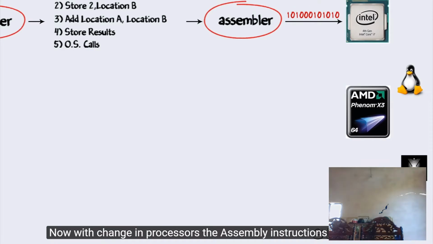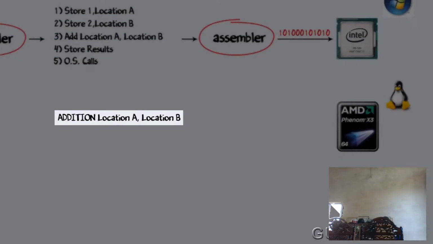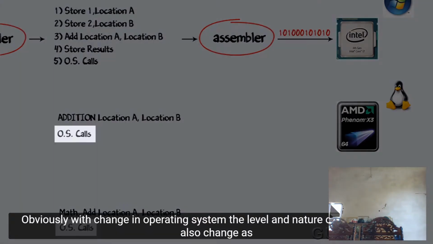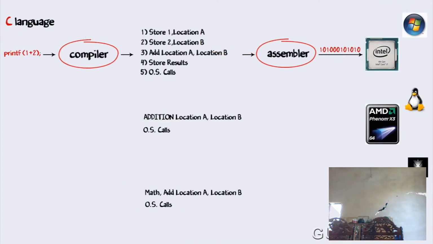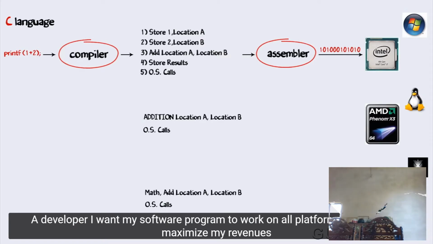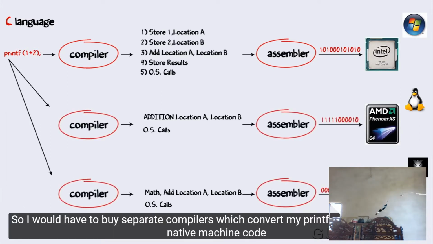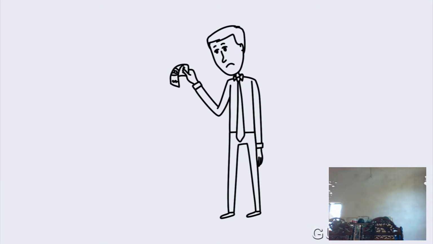Now, with a change in processors, the assembly instructions will change. For example, the add instruction in Intel may be called addition for AMD or math add for PowerPC. And obviously, with a change in operating system, the level and nature of OS-level calls will also change. As a developer, I want my software program to work on all available platforms to maximize my revenues. So I would have to buy separate compilers which convert my printf command into the native machine code. But compilers come expensive, and there's a chance of compatibility issues.